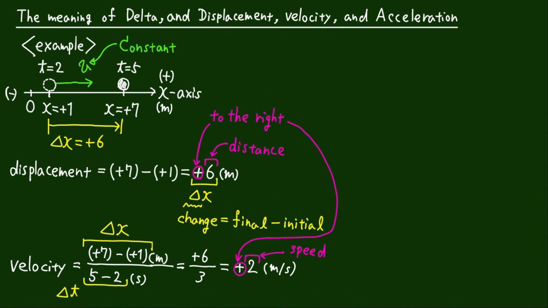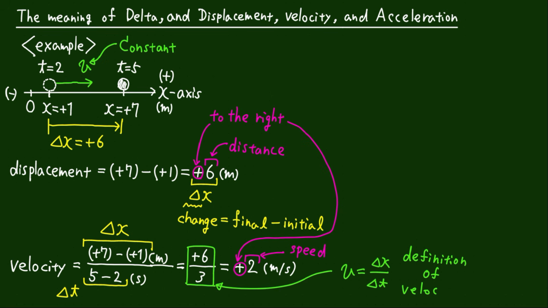The final result was plus 6 over 3, where 3 is delta t, and plus 6 is delta x, the displacement. Yes, so we can write this part using delta t and delta x like this. This actually becomes the general definition of velocity in physics. V equals delta x over delta t. Is that clear? This is how velocity is defined. This equation will be used everywhere as we progress in our studies, so please make sure not to forget it.